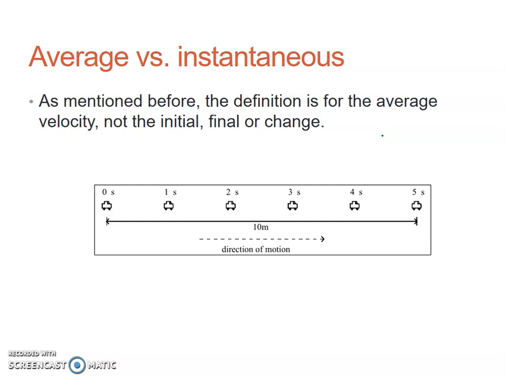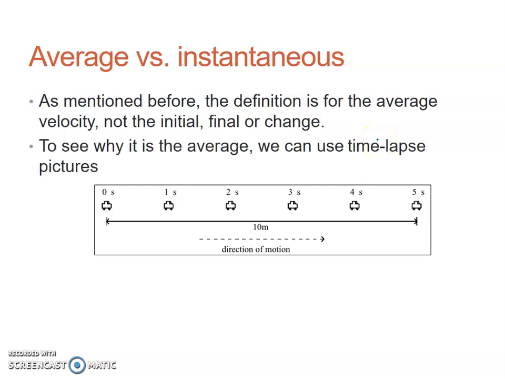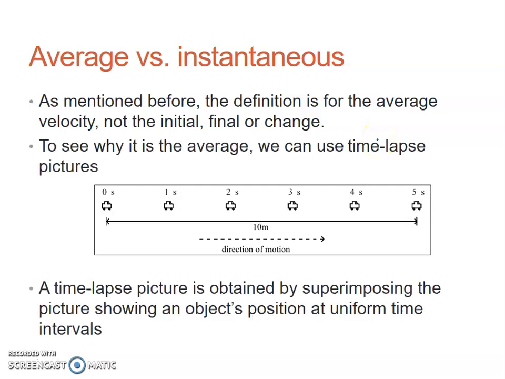All right, here we have a picture of a car, a little cartoon car, a toy car actually, it looks like, going across the floor. And it goes a distance of 10 meters in 5 seconds. This is also what we call a time-lapse picture, which we're going to be talking about at the very end of the chapter. So we superimpose the pictures showing the object's position at a uniform time.